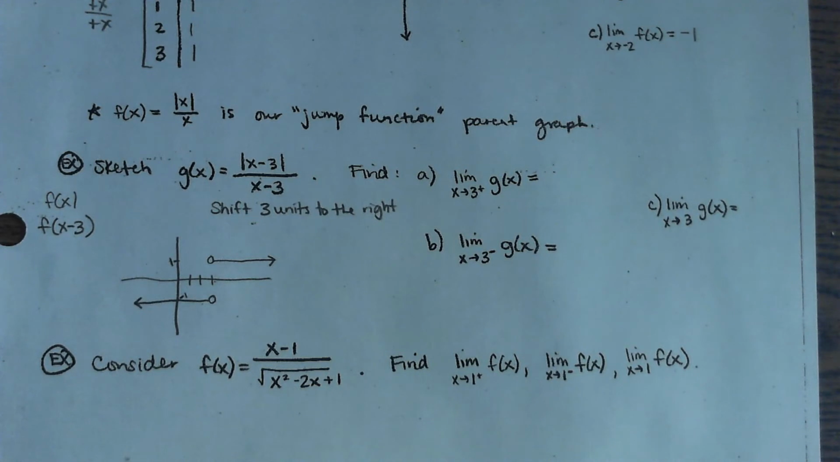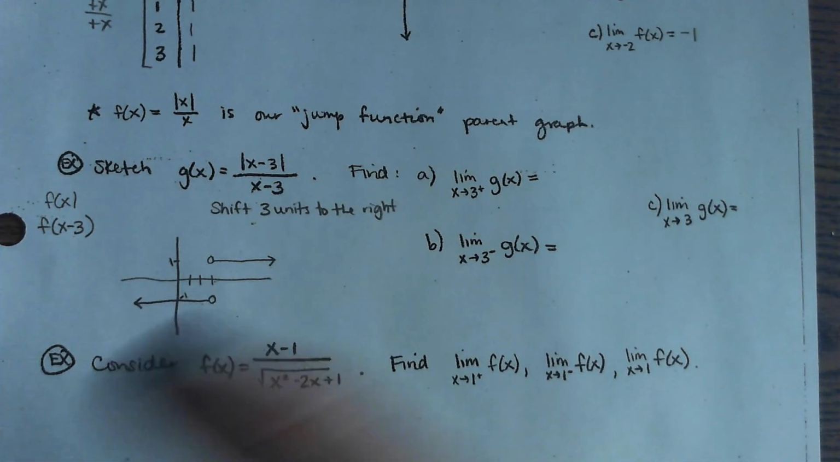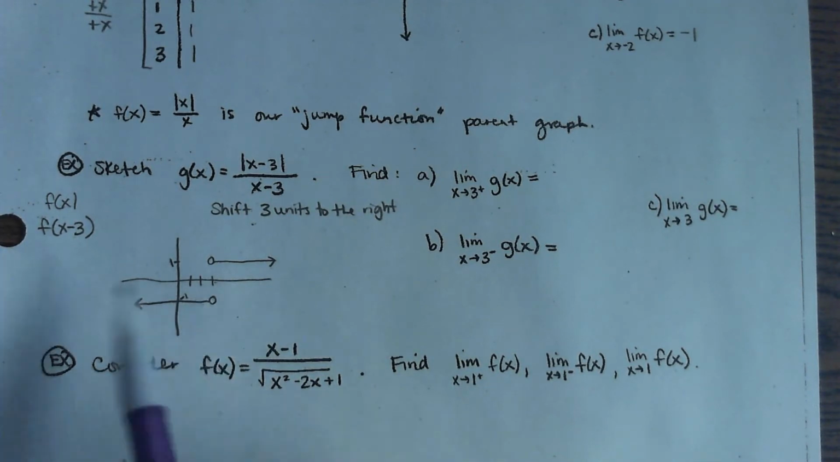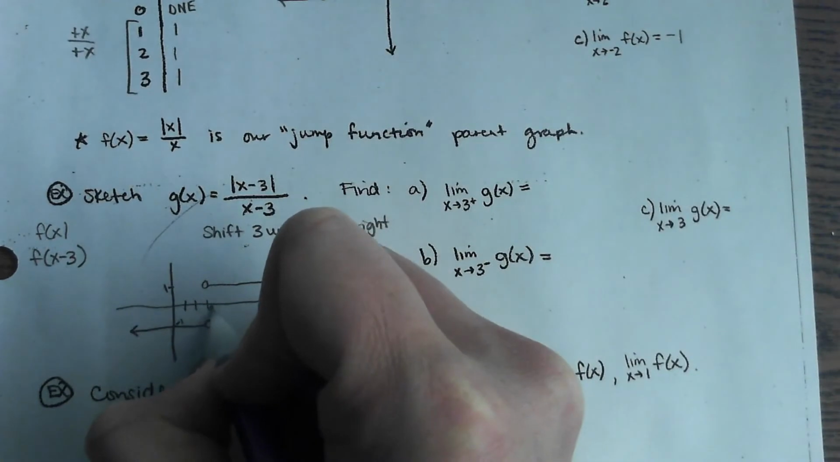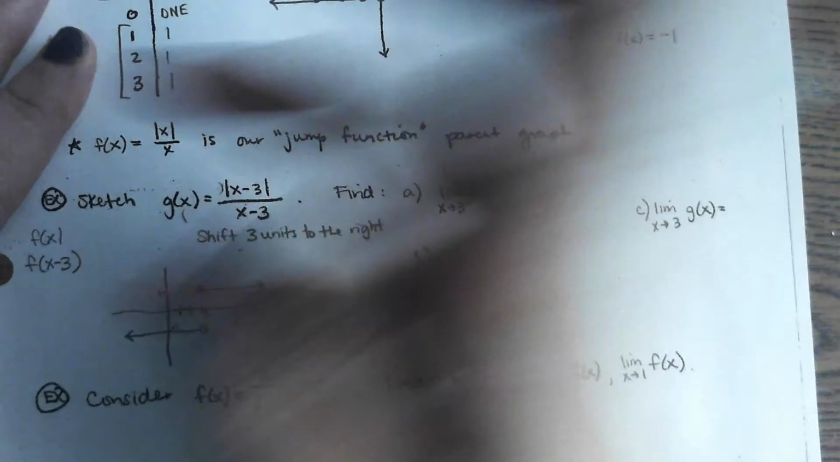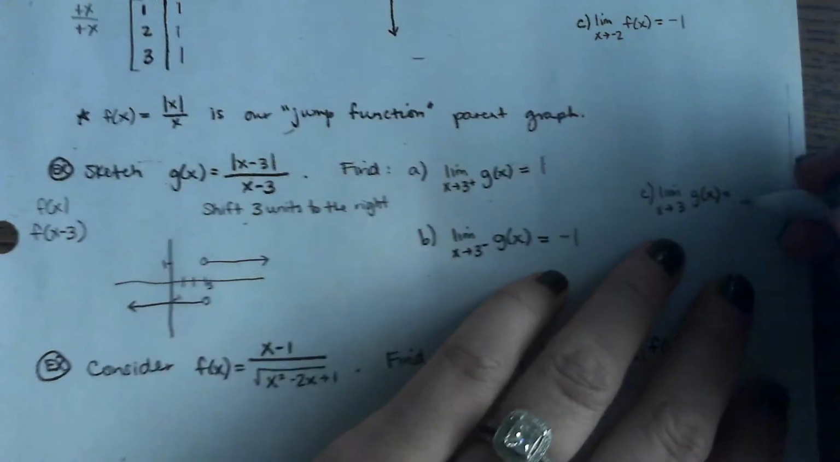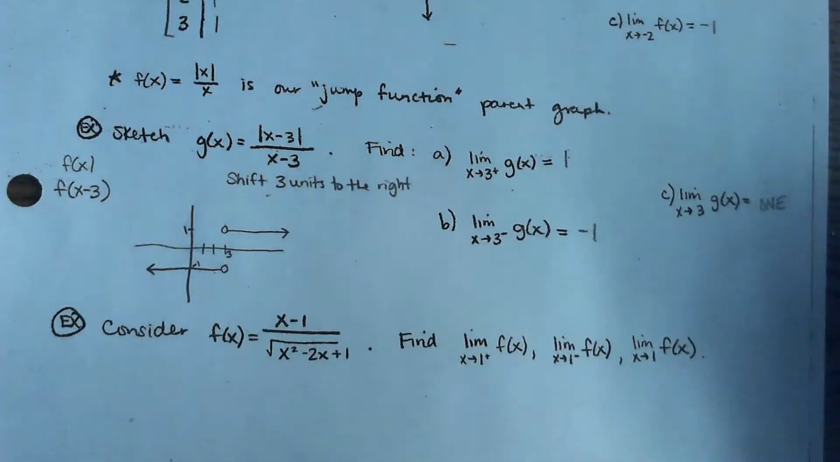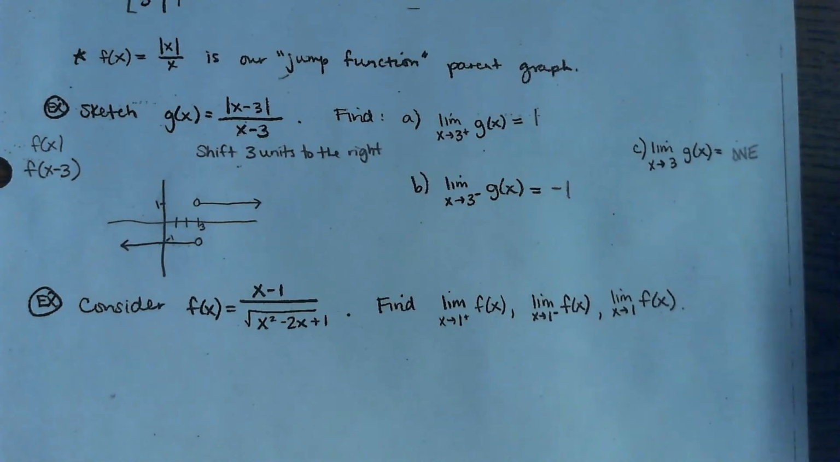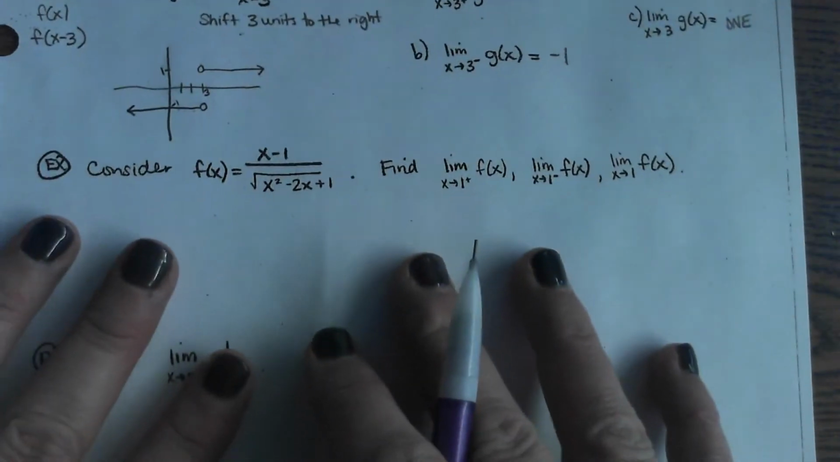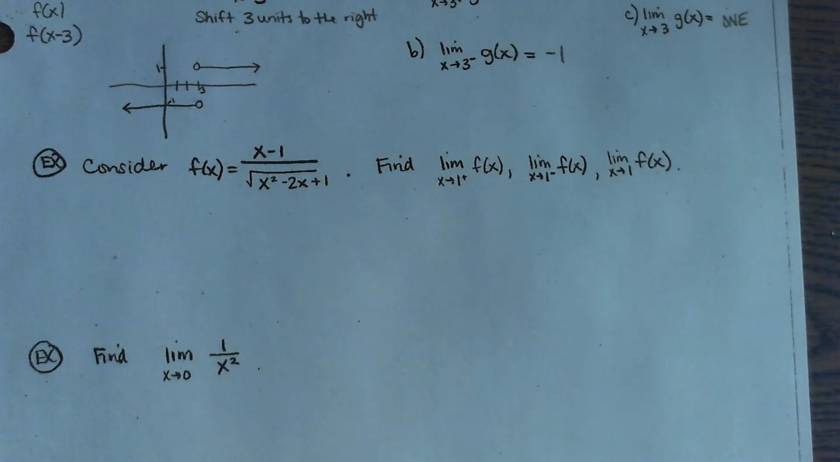So same jump function, just shifted 3 units to the right. So our limit as we approach 3 from the right, Nate, is what? 1. And our limit as we approach 3 from the left, Bailey? Good. And so our overall limit as we approach 3 does not exist. Okay? The next exercise is going to show us kind of where this jump function is hidden.